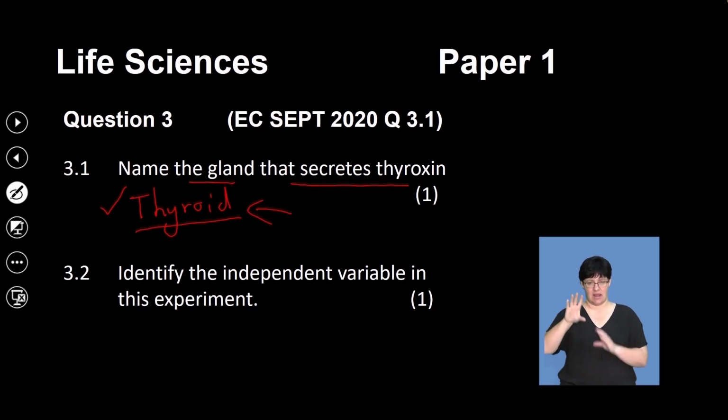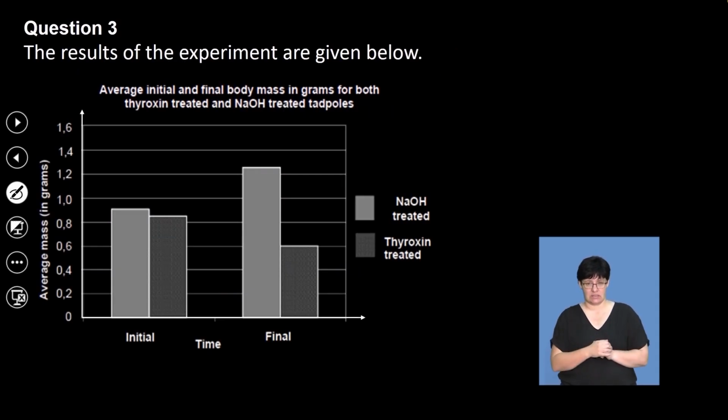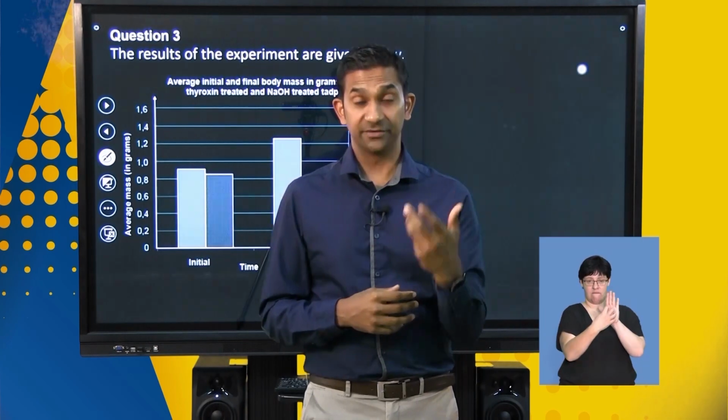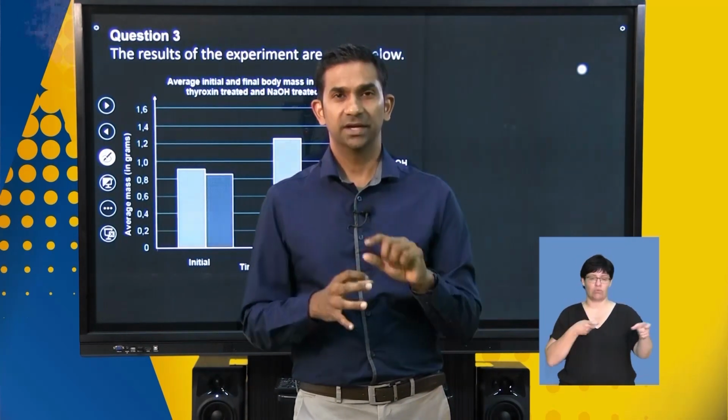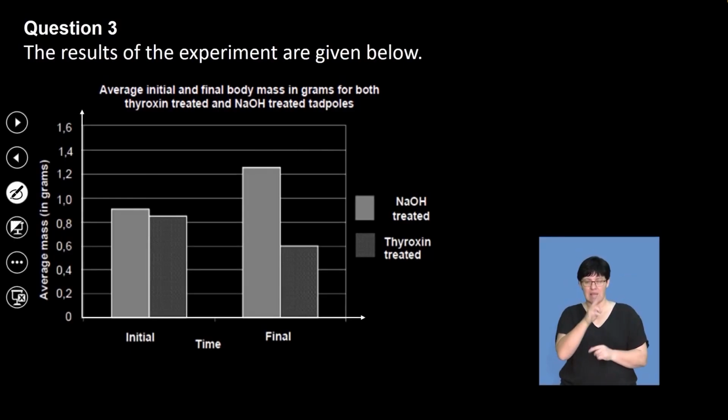Okay. The second question, identify the independent variable in this experiment. And often, guys, we would get these questions where we have to interpret a graph and respond to questions based on the variables, the control, or write a heading for the graph. And if we look at this, there's lots of information on this graph.